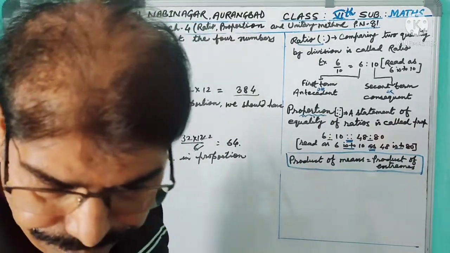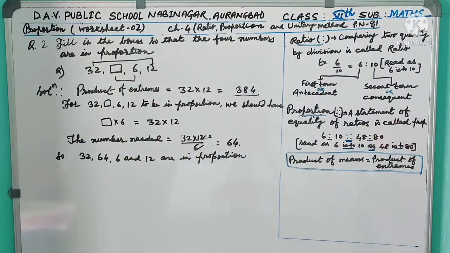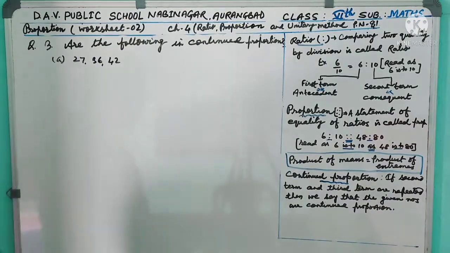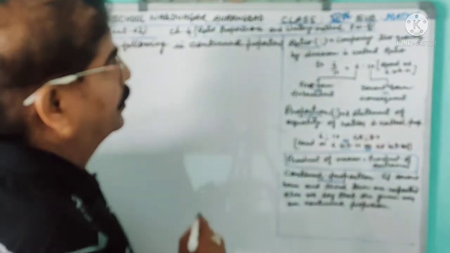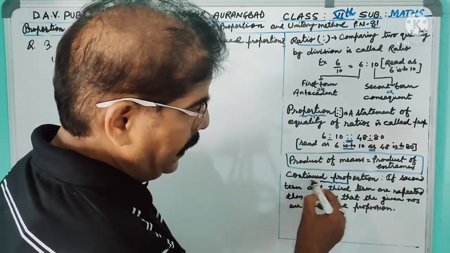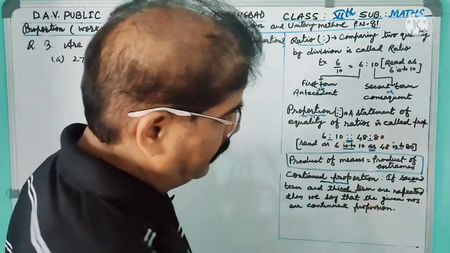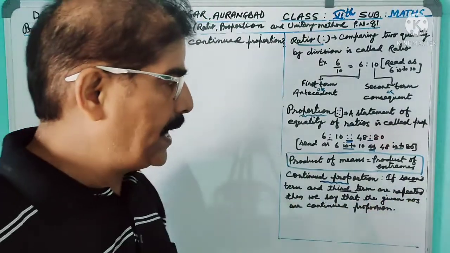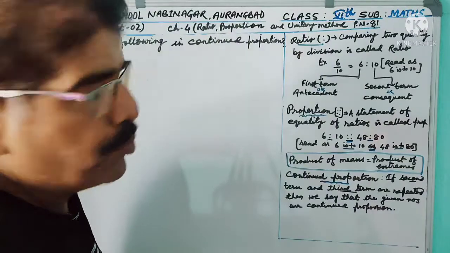And the next question, third: is the following a continued proportion? 27, 36 and 42. Dear friends, we know that if the second term and third term are repeated, then we say that the given numbers are in continued proportion.